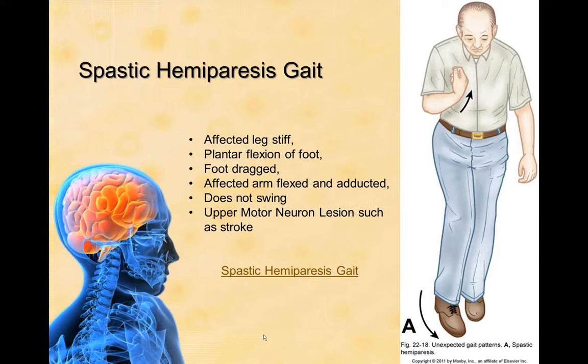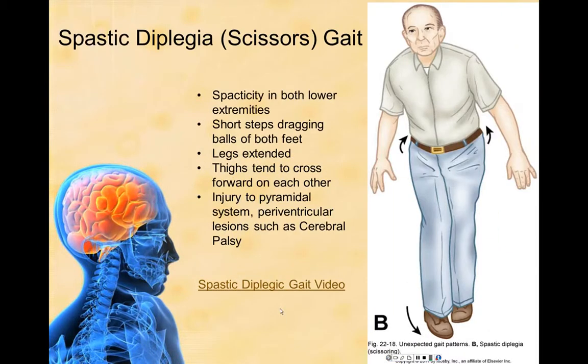That's one of the indicators of a spastic gait, and their affected arm is flexed and adducted, which can indicate either an upper motor neuron lesion such as a stroke. This is a scissors gait or spastic diplegia. They have spasticity in both lower extremities. This is a common type of gait in neurological conditions such as cerebral palsy.